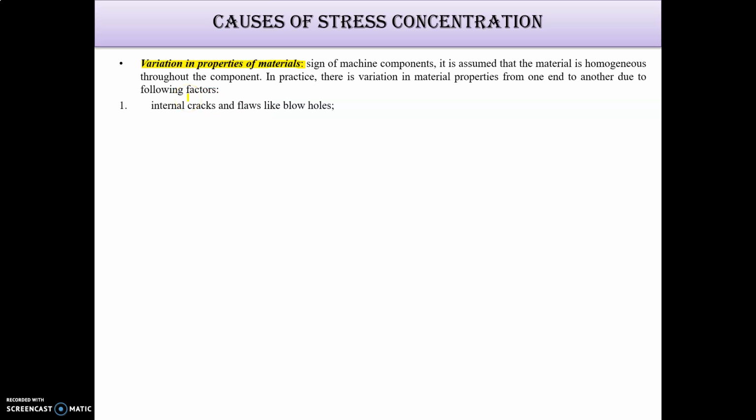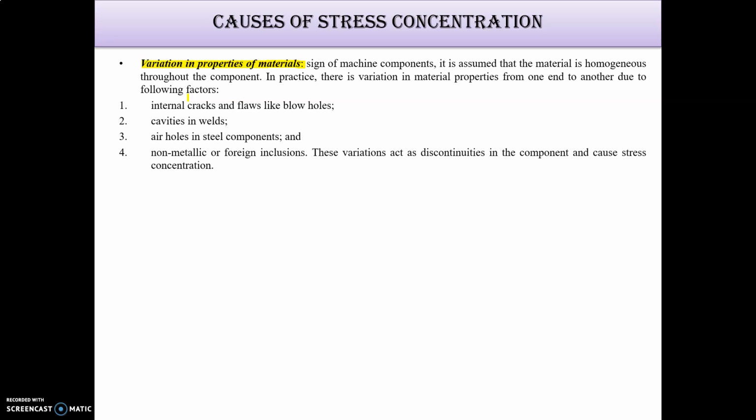First is the internal cracks and flaws due to the blowholes, cavities in weld, air holes in steel components, non-metallic or foreign inclusion. Now these variations act as discontinuities, and these discontinuities cause the stress concentration at that point.